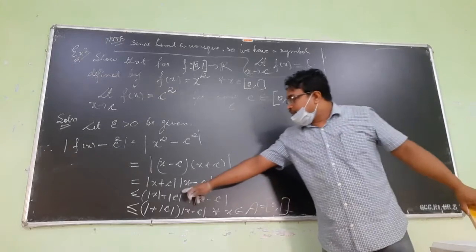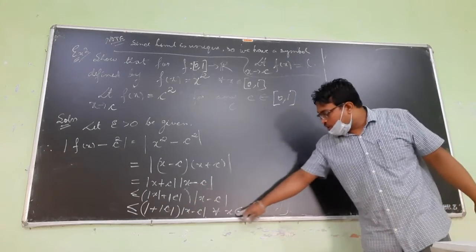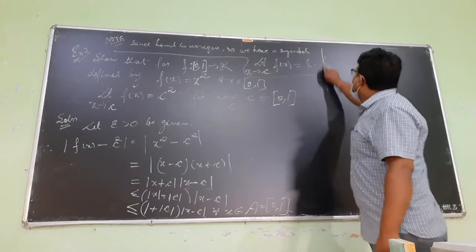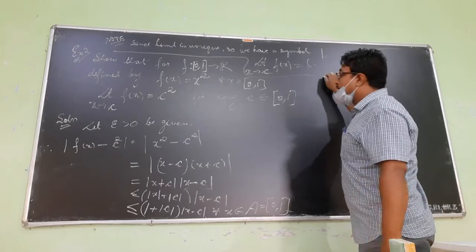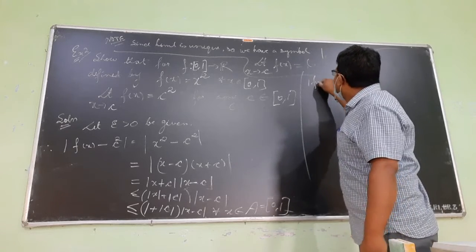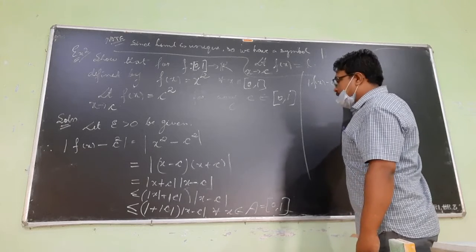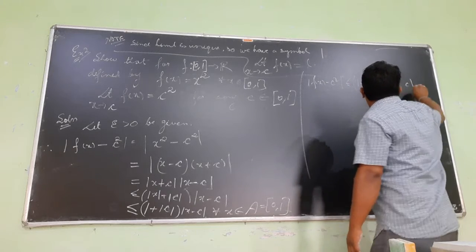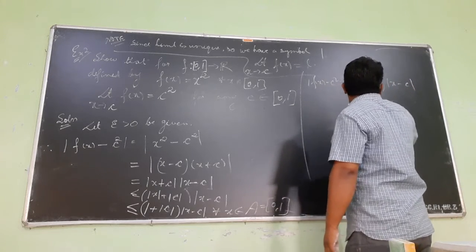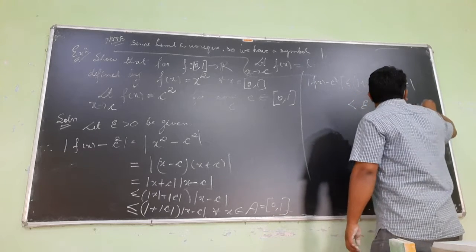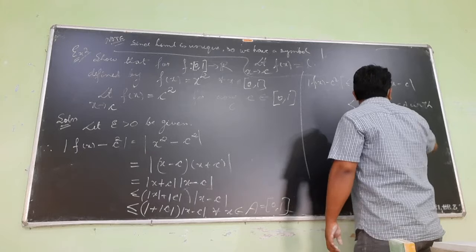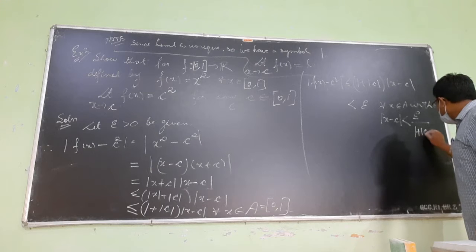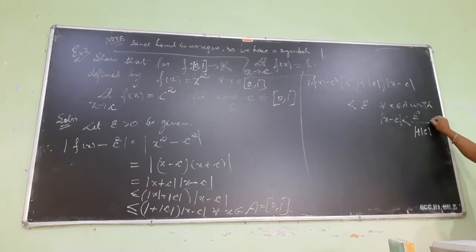See the difference. This quantity is less than or equal to this for all x inside [0,1]. After this, what I have got is mod of f(x) minus c square, which is less than or equal to 1 plus mod c multiplied with mod of x minus c. So this can be made less than epsilon for all x in A with mod of x minus c less than epsilon by 1 plus mod c. So this is our delta.